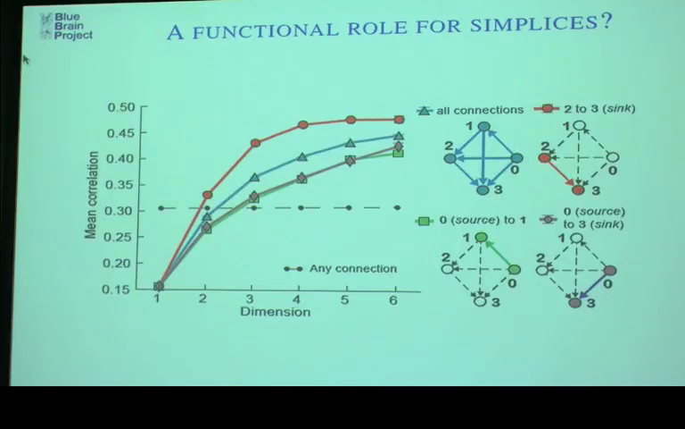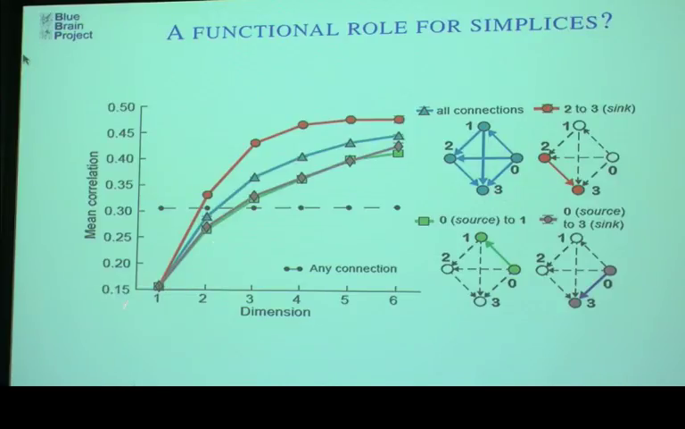And it turns out these simplices actually have some sort of functional role as well. This is about the correlation in the electrical activity between 2 neurons that have some connection. This dimension here is the maximal dimension of a simplex to which an edge belongs. And the higher that dimension is, the more highly correlated the electrical behavior of the neurons is.